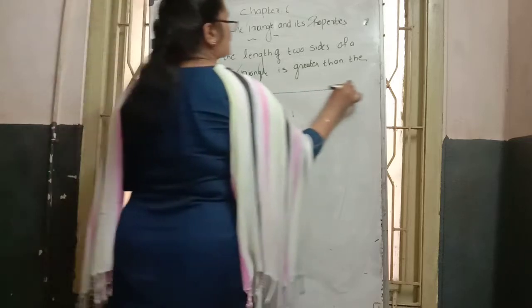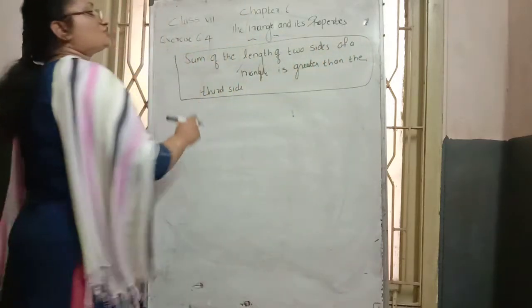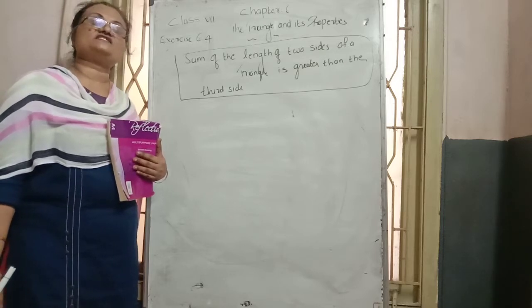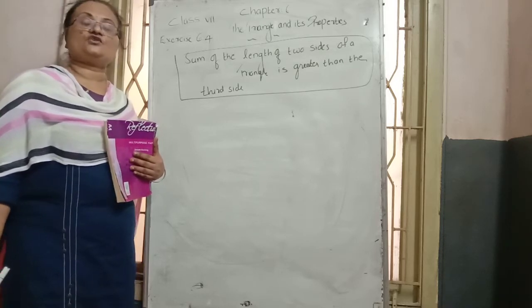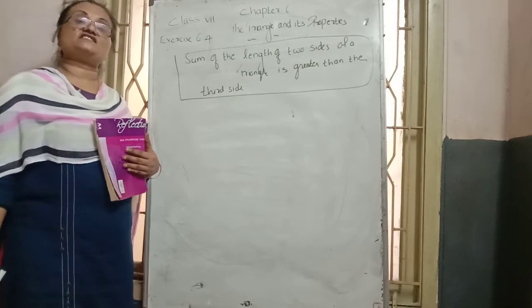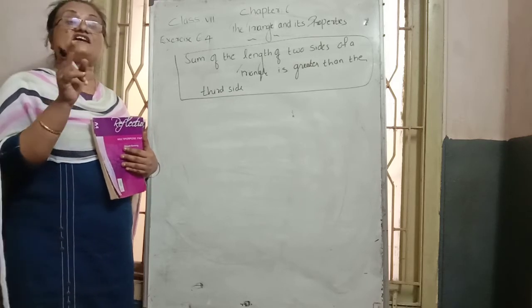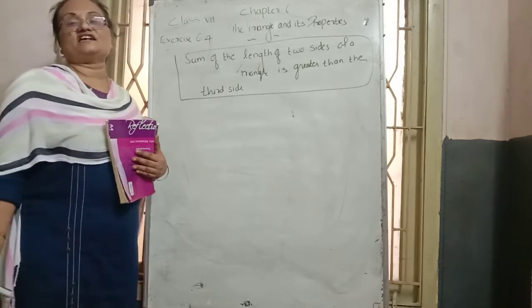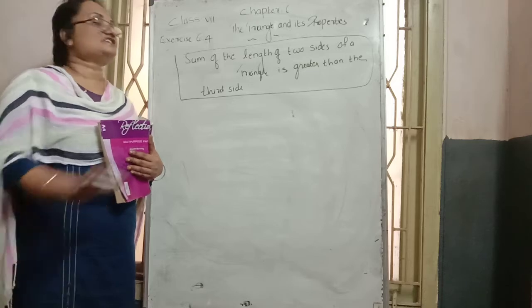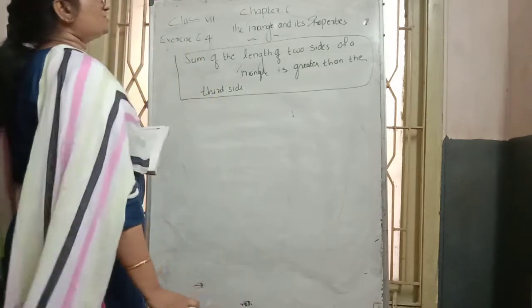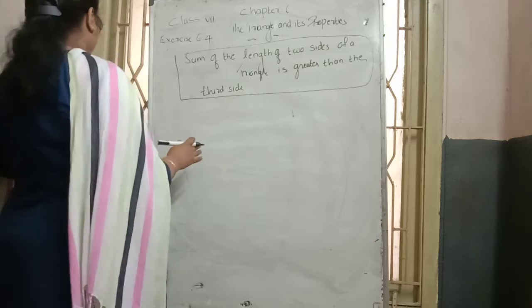This is an important property. Any two sides of a triangle, when we add them, the answer is always greater than the third side. We know that a triangle has how many sides? 3 sides. In those 3 sides, taking any two sides and adding them, the answer is always greater than the third side's measurement. That is the meaning of this property. Some questions are related to this property.